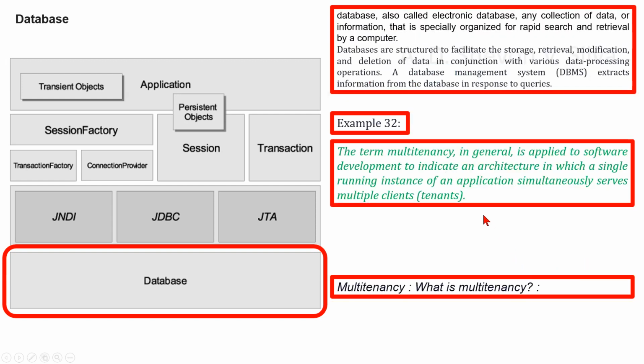Now we are considering multi-tenancy. What is multi-tenancy? The term multi-tenancy is applied to software development to indicate an architecture in which a single running instance of an application simultaneously serves multiple client tenants. This is highly common in SaaS solutions. Isolating information, data, customizations, etc. pertaining to various tenants is a particular challenge in these systems. This includes the data owned by each tenant stored in the database. It is this last piece, sometimes called multi-tenant data, that we will focus on.